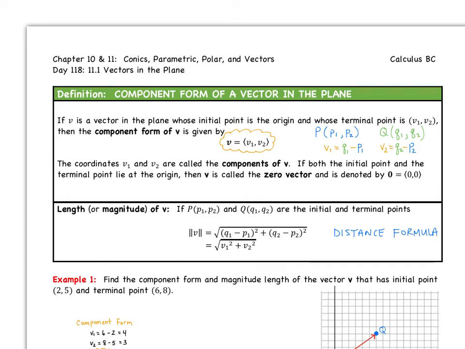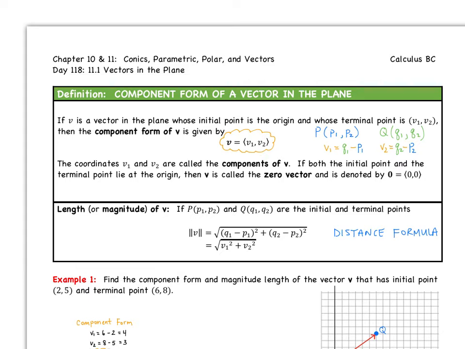So the first thing we're going to look at is the component form of a vector in the plane. If V is a vector in the plane whose initial point is the origin and whose terminal point is (V1, V2), then the component form of V is simply V equals these two components, V1, V2. And notice the notation there.